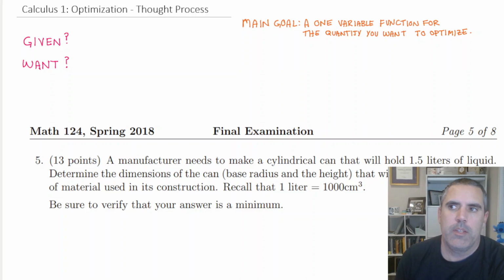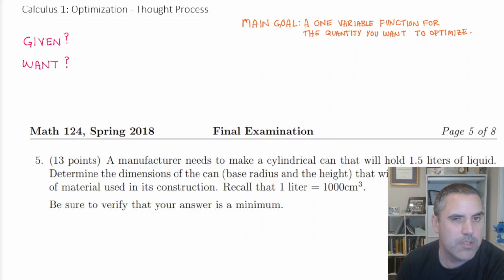Hello, Calculus 1 fans. Going to talk about optimization. I think it's currently section 4.7 in our Math 124 course. I'm going to talk about thought process. I'm trying to finish up.